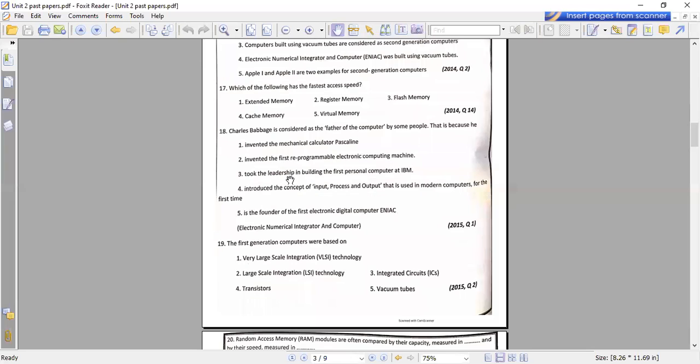Charles Babbage is considered the father of the computer by some people. Why is he considered the father of the computer? Because he introduced the concept of input, processor and output. So the 4th answer should be correct. Most of you have put the 4th answer. Right? Then 19.